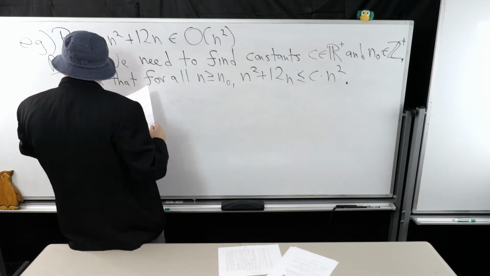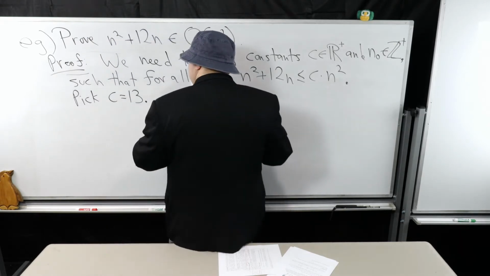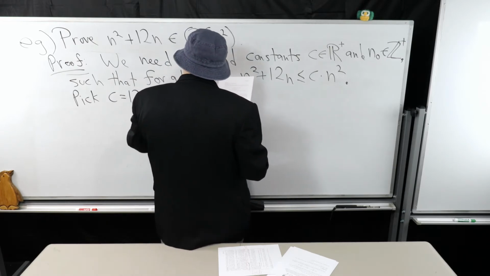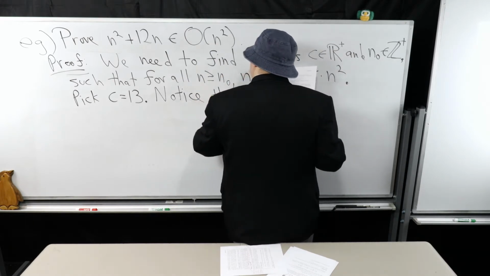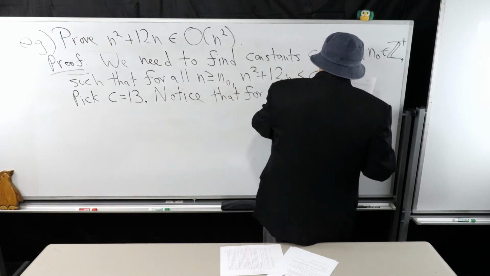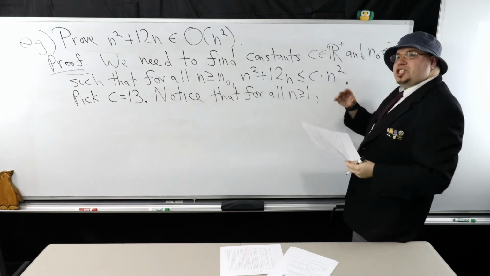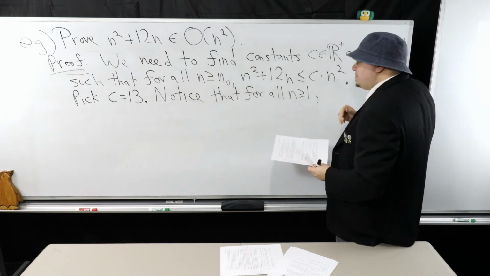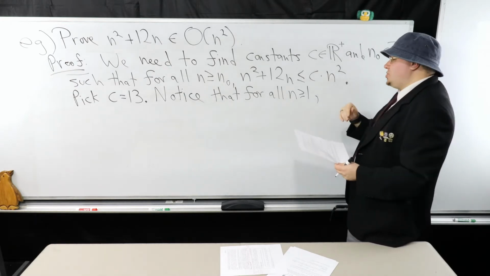So I'm going to pick, you're going to see why 13 works really nicely here. Pick c is equal to 13. Now this is the major observation I'm going to have in my proof. Notice that for all n greater or equal to 1, we have the following chain of inequalities. Now, chaining of inequalities looks a little daunting at first, but don't worry, it's not actually that complicated. I'm going to show you what kind of reasoning I'm using with a demonstration shortly.